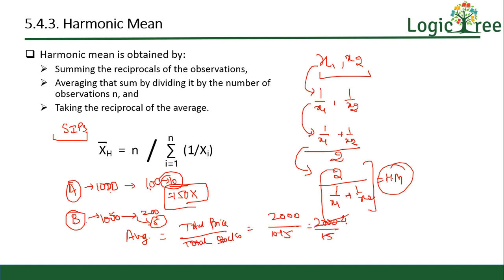It will become 400 upon 3 and it will turn out to be 133.33. So this is the average price. It is not 150. Since the amount invested is same and the share prices are different, because of that when we have to find the average cost, we can find it simply using the harmonic mean. This is a major application of harmonic mean.